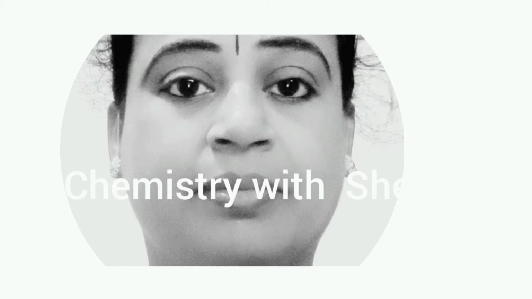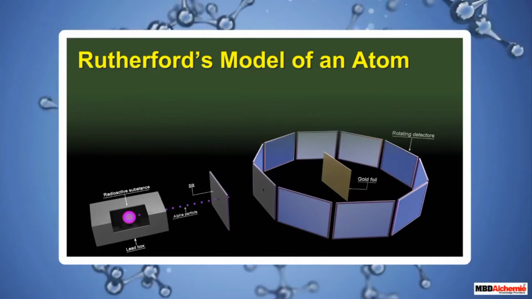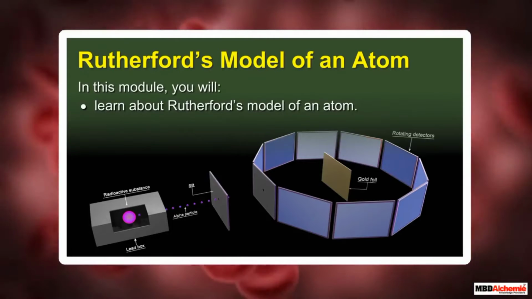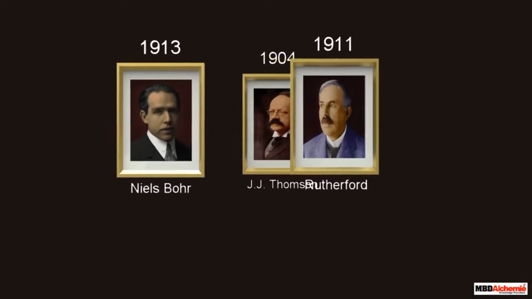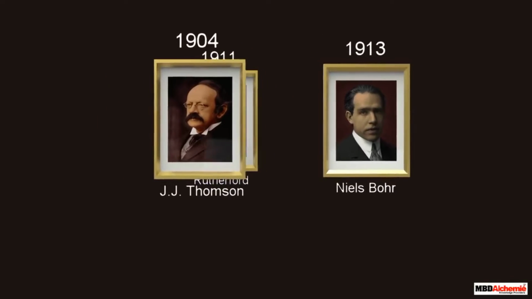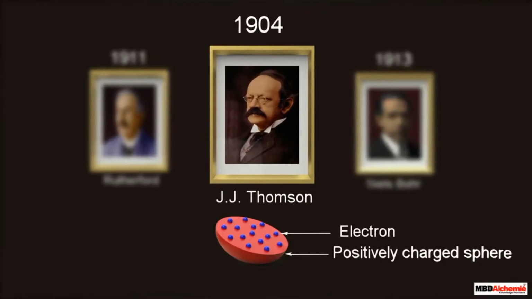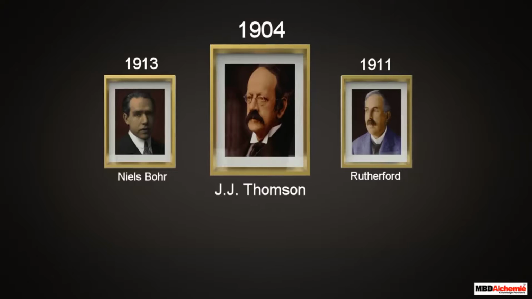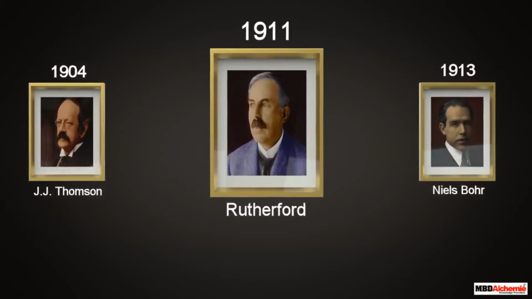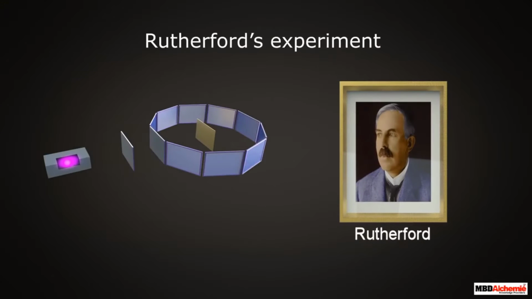Hello students. In this module, let us study about Rutherford model of an atom. A number of scientists worked on the structure of atom. One of the first scientists was J.J. Thomson, but his model could not explain the results of several experiments. One of those experiments which could not justify the Thomson's model was done by Rutherford. Rutherford experiment got popular by the name of alpha particle scattering experiment.